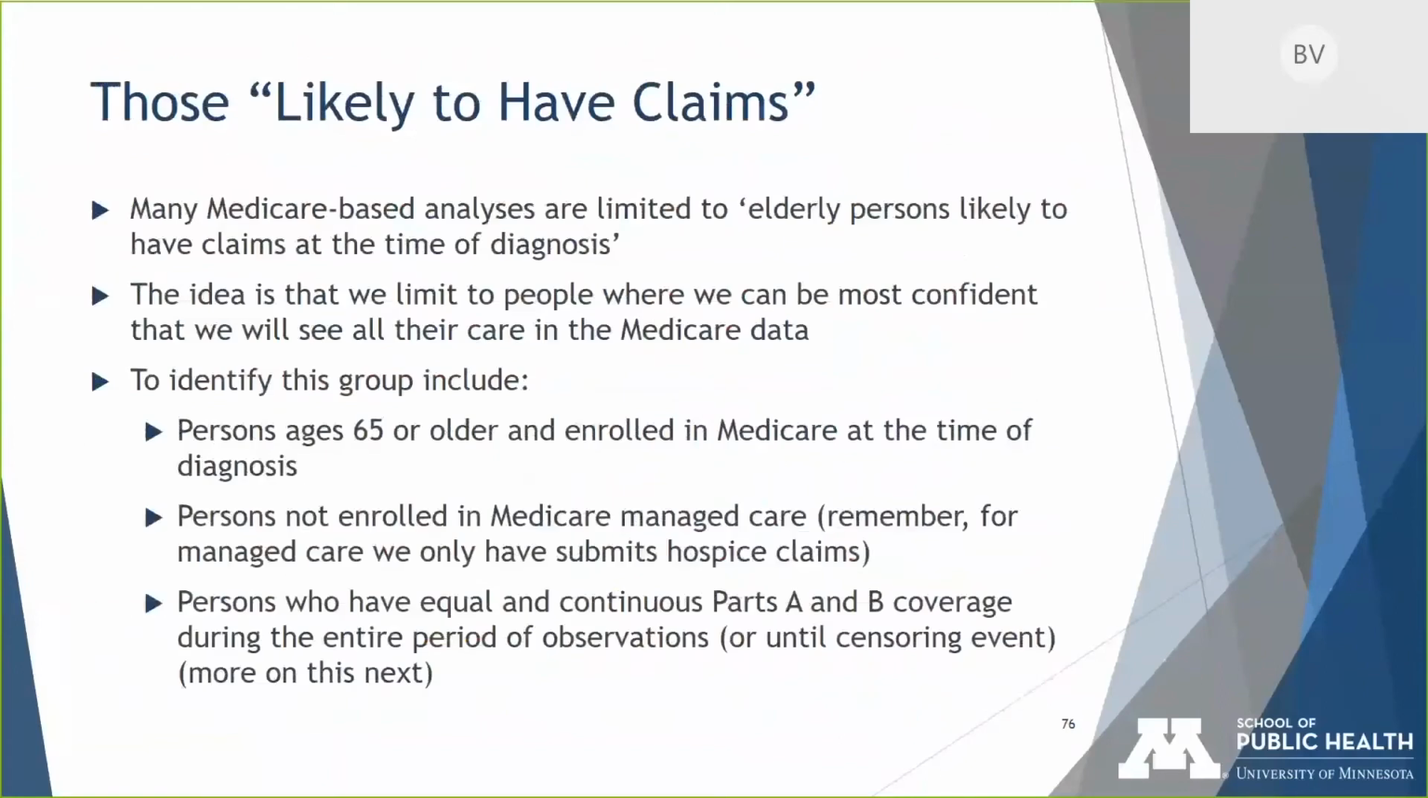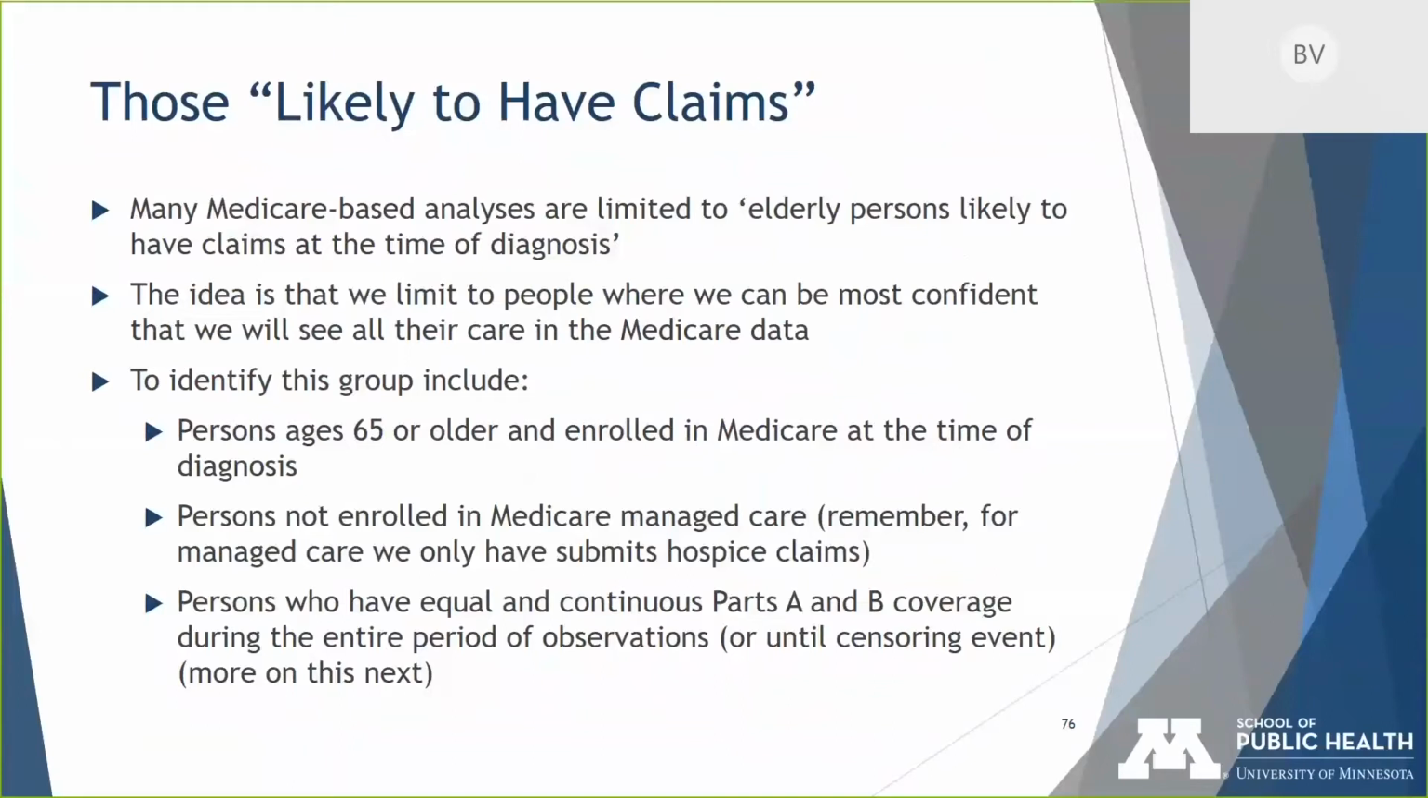So what all this information boils down to is that when you're building a cohort, you want to limit to those likely to have claims. That's a phrase we like to use, likely to have claims. Basically, it means we're restricting our cohort down to individuals where, if we include them in our denominator, we know that when we go to look for their services, we likely have a complete picture of their care when it comes to billable services. These are the people that we would feel most confident will have all of their services appear in the Medicare data.